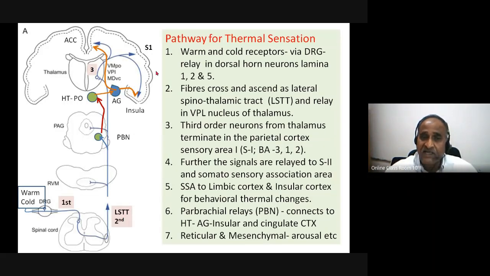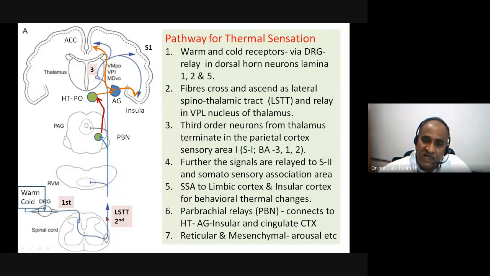The second point, thermal related autonomic and behavioral responses, the pathways cannot explain that. Now, looking at that, we have these pathways. What I have mentioned here, the same thing I have taken up, warm and cold receptors via DRG, relay in dorsal horn neurons, laminae 1, 2, and 5. Then afterwards, cross, ascend as lateral spinothalamic tract, and relay in ventro-posterolateral nucleus of thalamus. Third order neurons from thalamus terminate to S1. That is what we have seen. That does not explain certain phenomena, because hypothalamus is not in the loop.